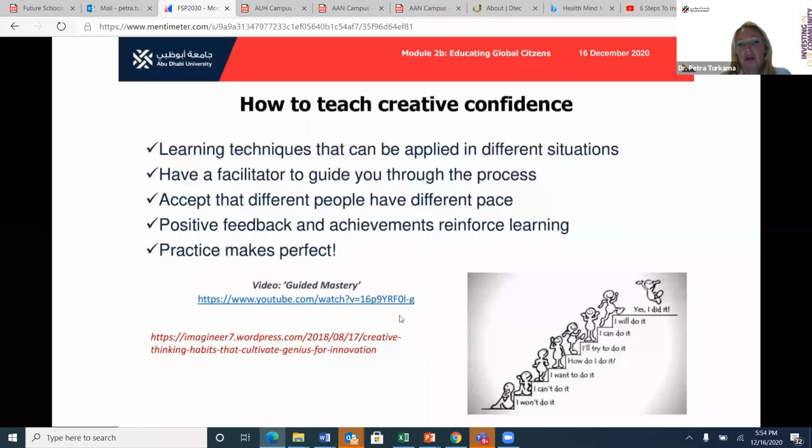And accept that different people have different pace. So some people get it very quick, and it does have a lot to do with confidence. So maybe the confident student would pick it up earlier, and somebody a little bit less confident might take a bit longer. Positive feedback and achievements reinforce learning. Yeah, I'm very much into sports, and I enjoy watching it and watching children do it. So it's like they play basketball and they are just a bit lazy there, but then God forbid they make a basket.